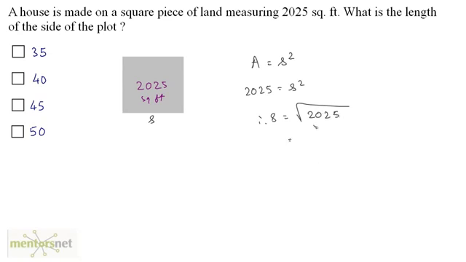So what is the square root of 2025? That's 45. If you don't know how to calculate the square root, please check out the chapter on square roots and cube roots. So this will be in feet because area was given in square feet. So option C is the correct answer.